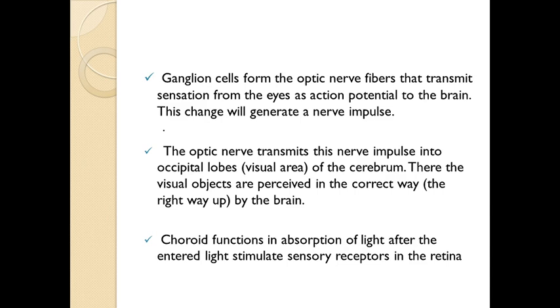Then in all these things, the choroid functions in absorption of light after the entered light stimulates sensory receptors in the retina. I mentioned this earlier as well. This is the function of the pigmented epithelium of the choroid. This can prevent the multiple reflection of light rays inside the eyeball.